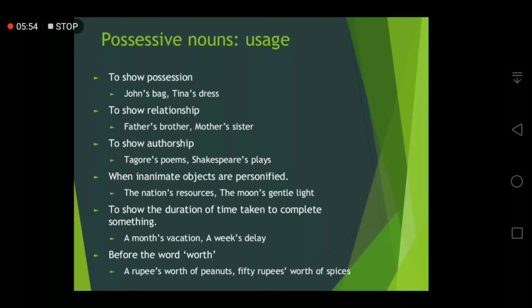Also, before a word like worth, you can use a possessive noun. A rupee's worth of peanuts, 50 rupees' worth of spices. So before the word worth, you can use the possessive nouns. Okay, so these are some of the points where you can use the possessive nouns.